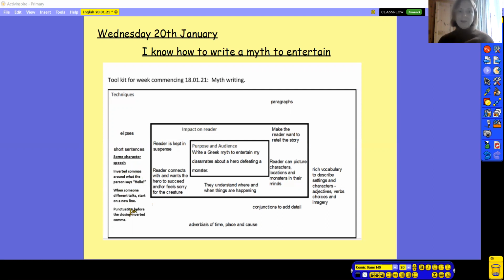So you've got to remember when someone else talks, you start on a new line. That's to help the reader organise in their head so they can clearly see who's talking at what point. And here, this is another thing to remember: punctuation before the closing inverted comma. If you can remember that, fantastic, but we're really going to concentrate on these bits in our myths.